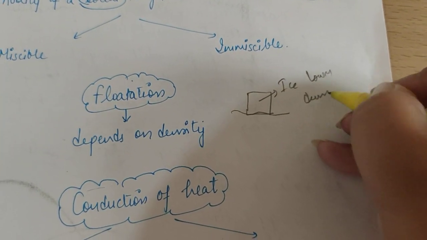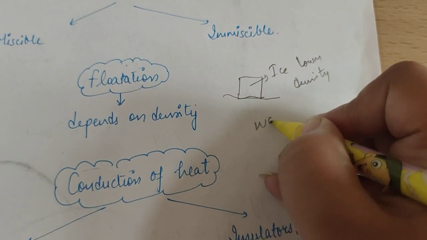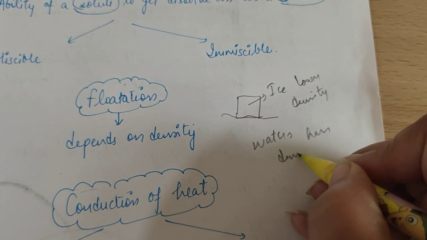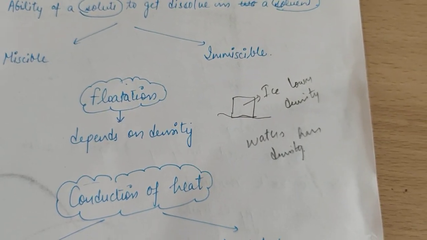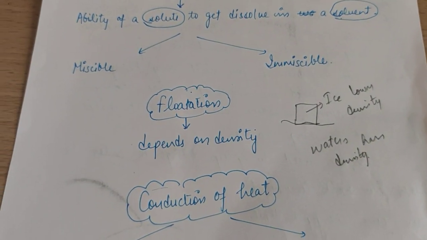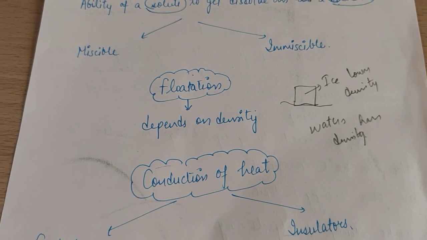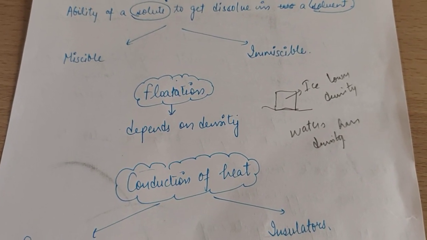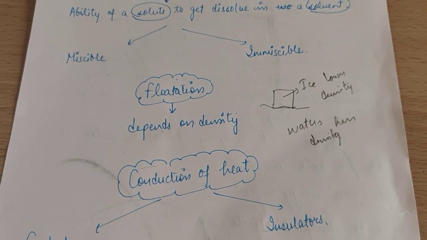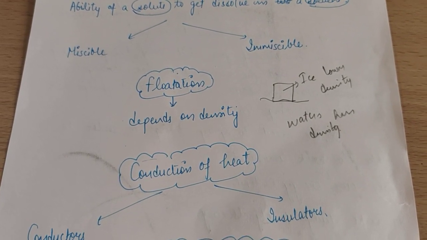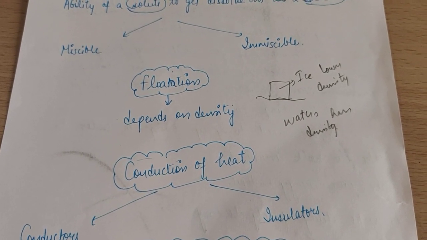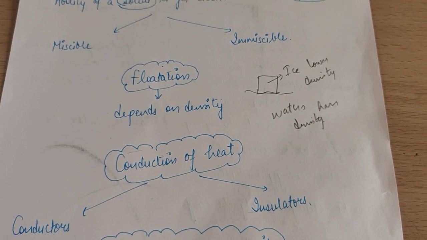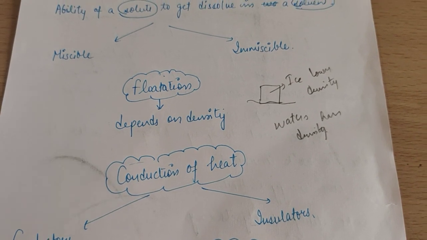Okay, the density of ice is less than that of water. Water has high density, so a substance with low density can float on a substance with high density. Fine. So in this way you can see whether the substance can float or not. Like a paper will float on water. Fine. But if there is a bundle of papers, then it will sink in the water.